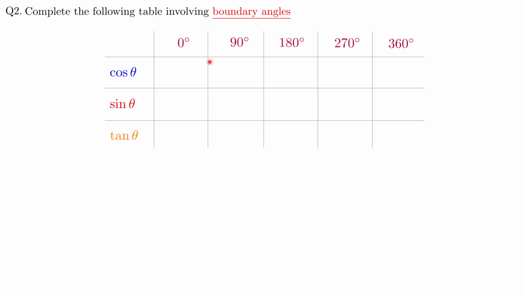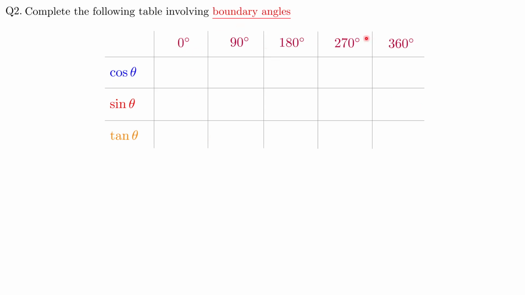Okay, we can do one more question. So we're asked to complete the following table, and what the table involves are what is known as the boundary angles. And here they all are. So these are the boundary angles, and we need to calculate cosine, sine, tan of all of these angles. That's what it means to fill out the table.